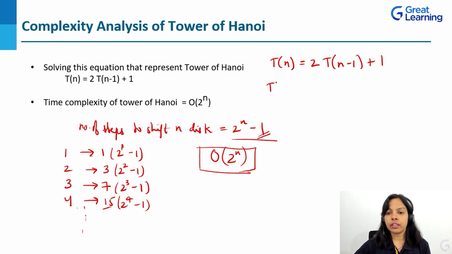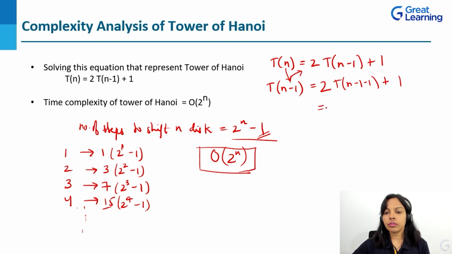So if I ask you to find the number of shifts needed, or the time taken to shift n minus 1 disks, and I substitute this T of n minus 1 into this equation, what will you get? In place of n we have to put n minus 1, right? So in place of n I'll put n minus 1, so n minus 1 minus 1 plus 1. This will be 2 times T of n minus 2 plus 1.